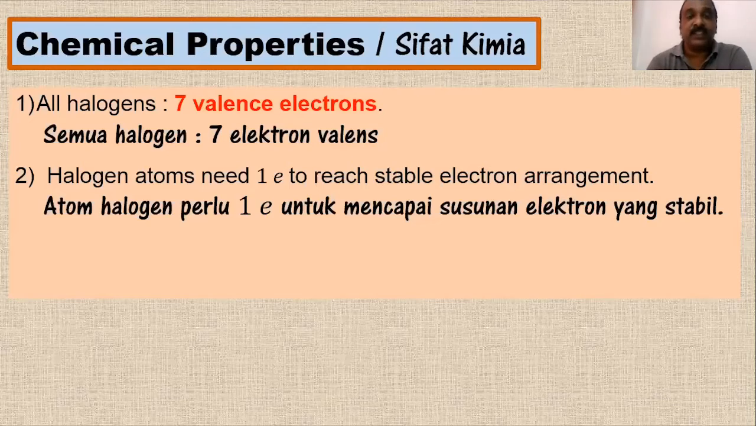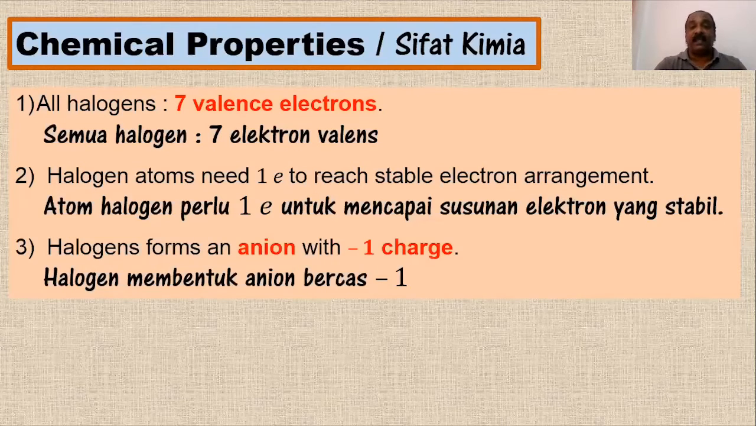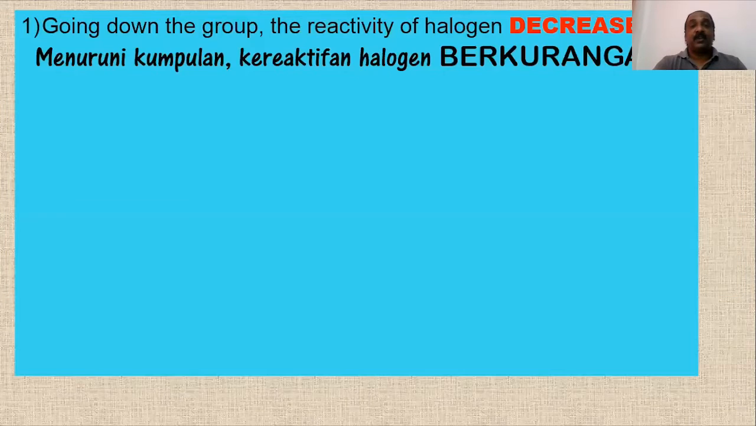All right. So halogens form an ion by attracting one electron. So they form a 1 minus lah, charge-wise. So going down the group, the reactivity of halogen decreases. Berkurangan. Why berkurangan? I explained to you already. Atomic size increases. The outside electron getting far from the nucleus. Difficult for the nucleus to pull them into the valence orbital. Difficult to form negative ion. So difficult, won't take part in chemical reaction that easily lah.